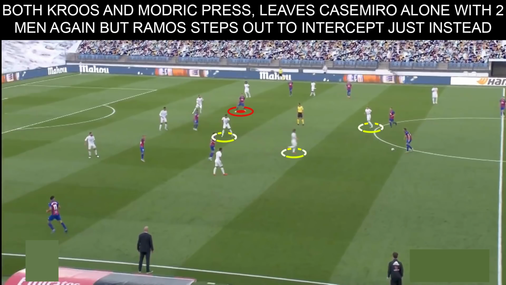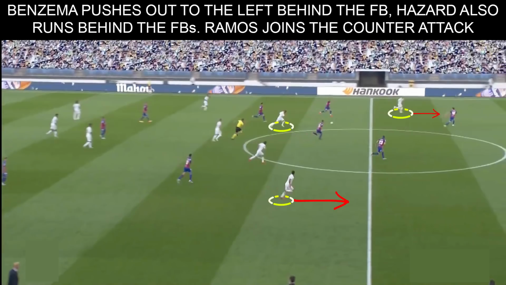Ironically, this is what leads to Ramos' goal. Both Modric and Kroos are high and Casemiro is isolated. But Ramos pushes up and makes the interception just in time. And Benzema pulls in behind the high right back and leads the charge. Hazard makes the run behind the high left back and eventually assists the goal.